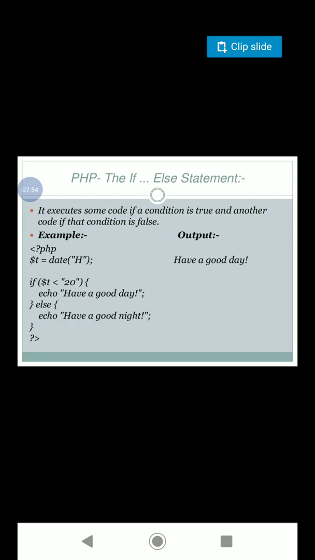In the case of the if-else statement, it is going to execute some code if the specified condition is true. If it is false, the code in the else block gets executed. So again here we are demonstrating that $t is equal to date of h, which is used to get the hours value, and depending on that we are comparing that value with 20. If it is less than 20, we are printing have a good day. If it is greater than 20, we say have a good night.